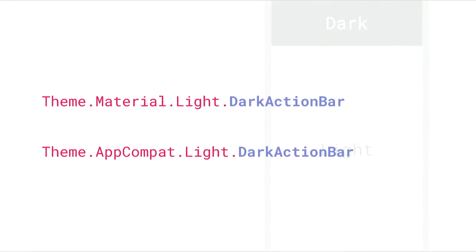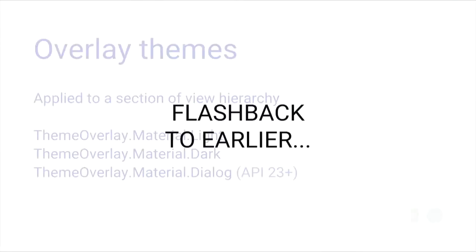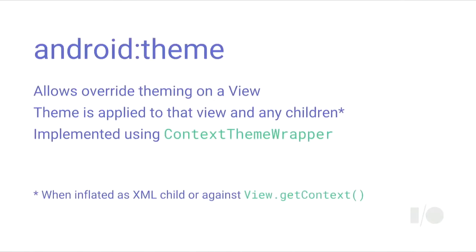And this is what we do with the dark action bar theme. So we actually redefine the theme that's used for the toolbar section of your application. So everybody recalls, we have overlay themes. We have a light theme that pulls in light colors. We have a dark theme that pulls in dark colors. And these are implemented using the android:theme attribute from XML. So this gets picked up by the layout inflater, and it's going to replace or overlay the theme used to inflate a subsection of your view hierarchy.